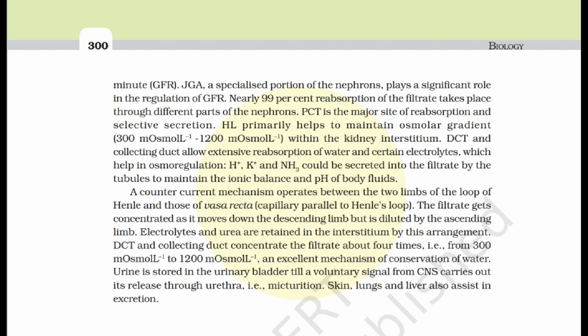Urine is stored in the urinary bladder till a voluntary signal from CNS carries out its release through urethra, that is, micturition. Skin, lungs and liver also assist in excretion.